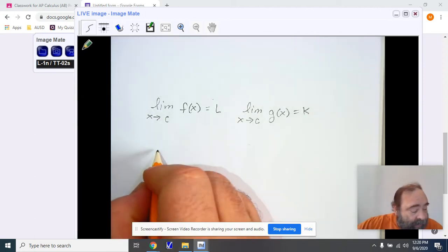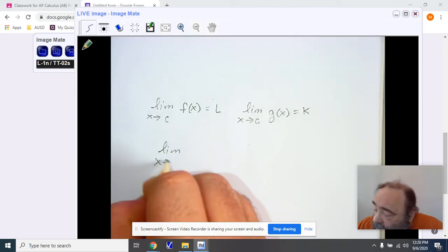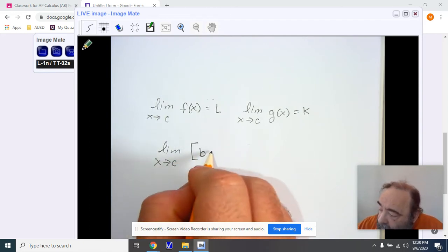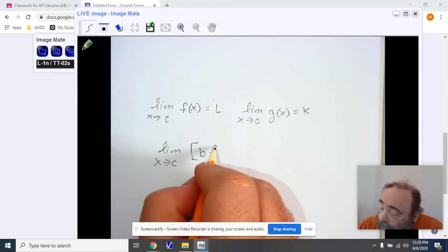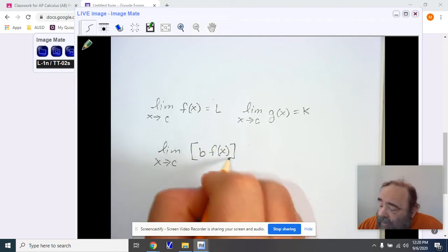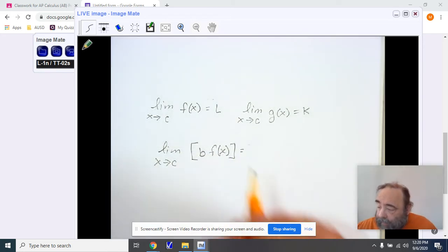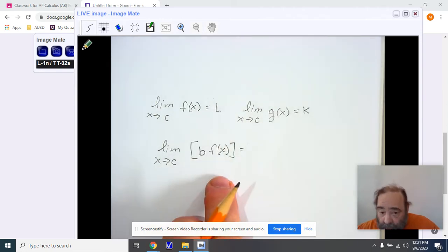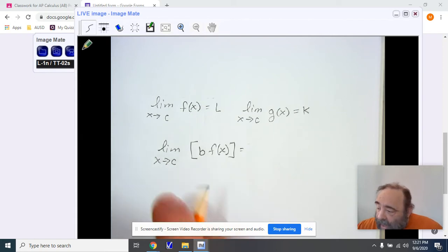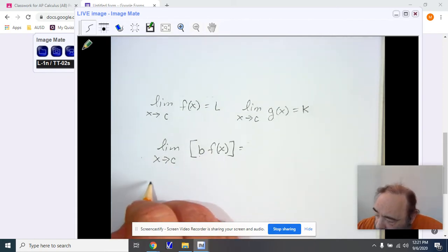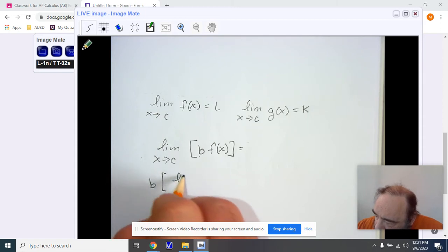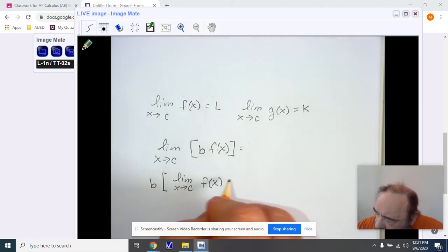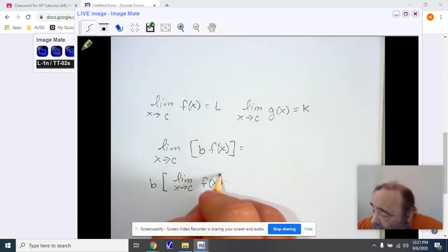Now, if I am looking at the limit as x approaches c for some constant b times our f of x, what we have to understand is that in this problem, this b value is called a scalar. Okay, so this is called the scalar property. And the whole idea is that we want to factor out and move this constant out so that we can work with our limit as x approaches c first. And when we're doing it, we end up doing it very quickly and pretty easily.